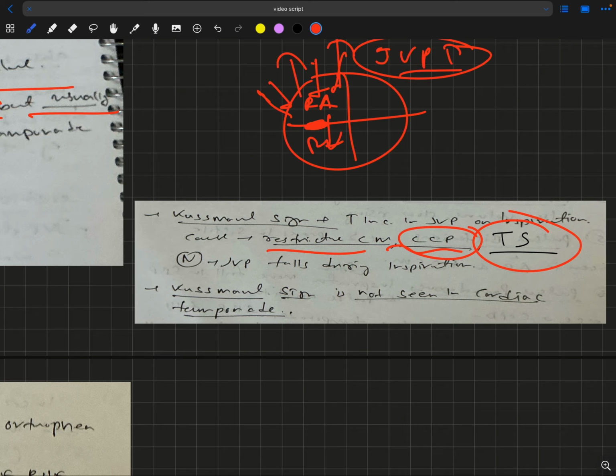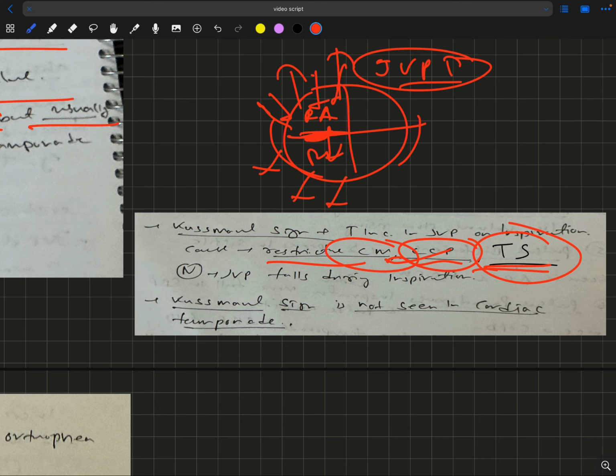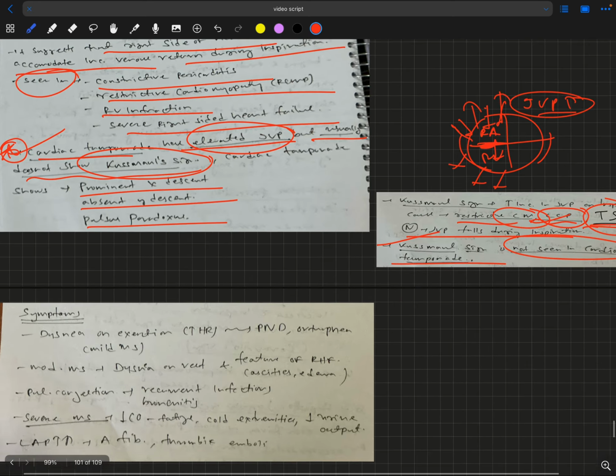So the rise in JVP in constrictive pericarditis is because the pericardium is not relaxing. Restrictive cardiomyopathy, same reason; tricuspid stenosis, same reason. So Kussmaul sign is only positive in constrictive pericarditis, restrictive cardiomyopathy, and tricuspid stenosis. Normal JVP falls during inspiration. Kussmaul sign is not seen in cardiac tamponade. This is the most important point.